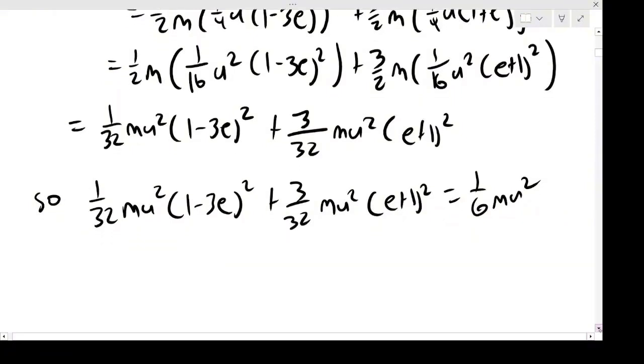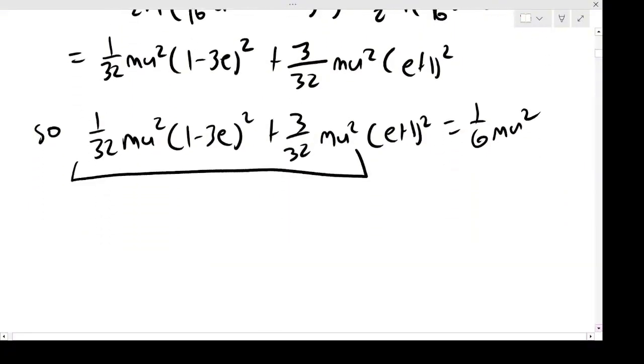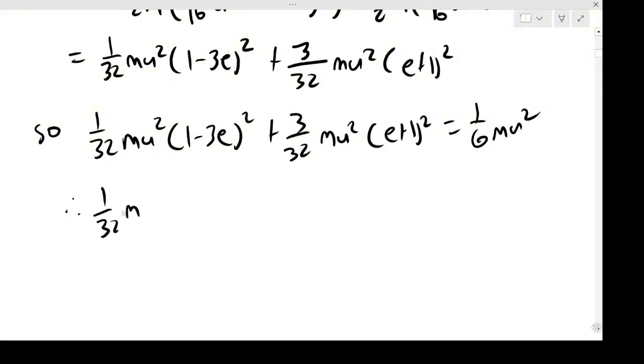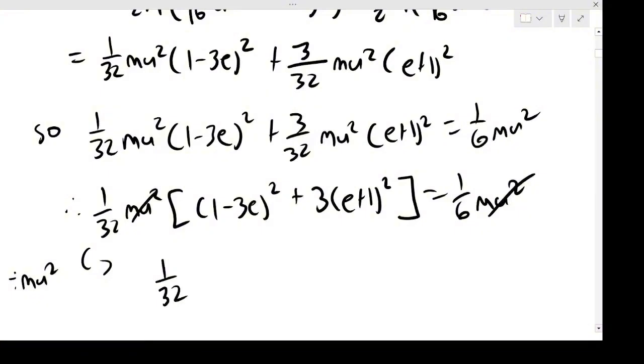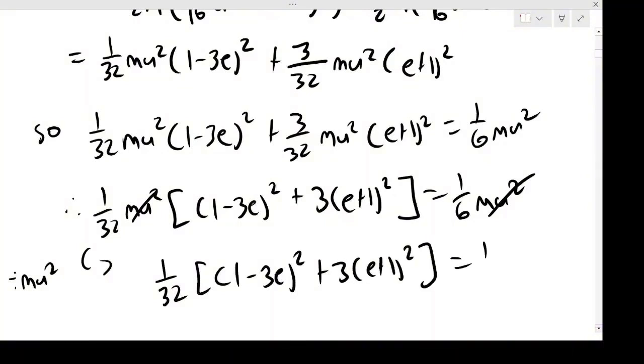But what do you notice? I can factor out 1 over 32 lots of mu squared from both terms here. So that's going to be (1 minus 3e) squared, add 3 lots of (e plus 1) squared. Again, hopefully happy with that factorization. That's going to equal 6mu squared. Then I can divide by mu squared and cancel these terms out. So I get 1 over 32 lots of (1 minus 3e) squared, add 3 lots of (e plus 1) squared, is going to equal 6.